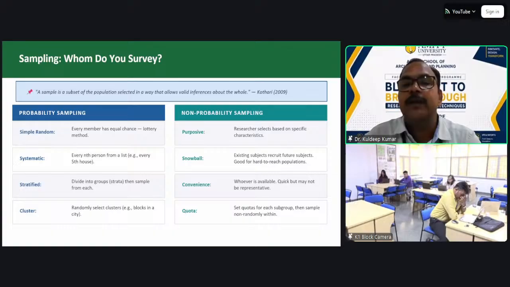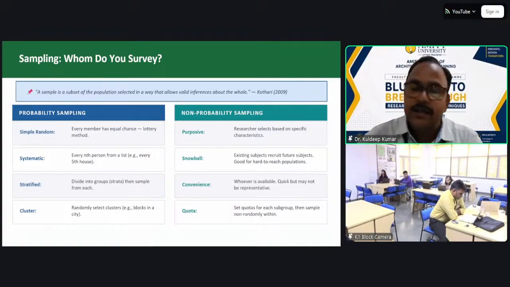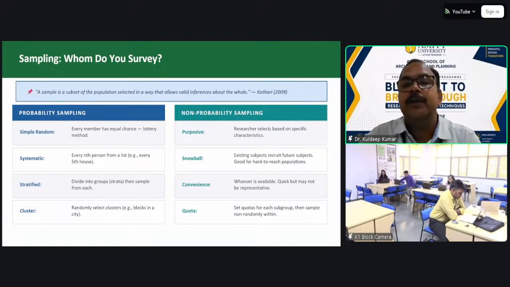Second is snowball sampling. Here, the existing participants can refer the researcher to new participants, and it is excellent for hard-to-reach populations because referral is needed, such as homeless communities, traditional craftsmen, or historical building owners. It is useful for that.